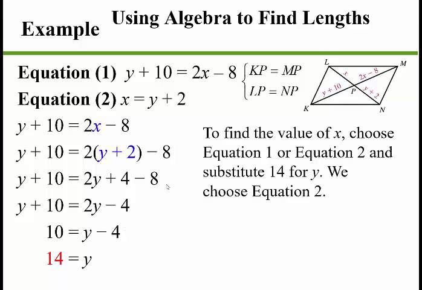Now, to find the value of x, choose either equation 1 or 2 and substitute 14 in for y. I'll choose equation 2 because it's a lot easier. So x is equal to y plus 2. Plug the 14 in, and x is equal to 16. Now remember, what I said is I wanted to find the lengths of KM and LN.